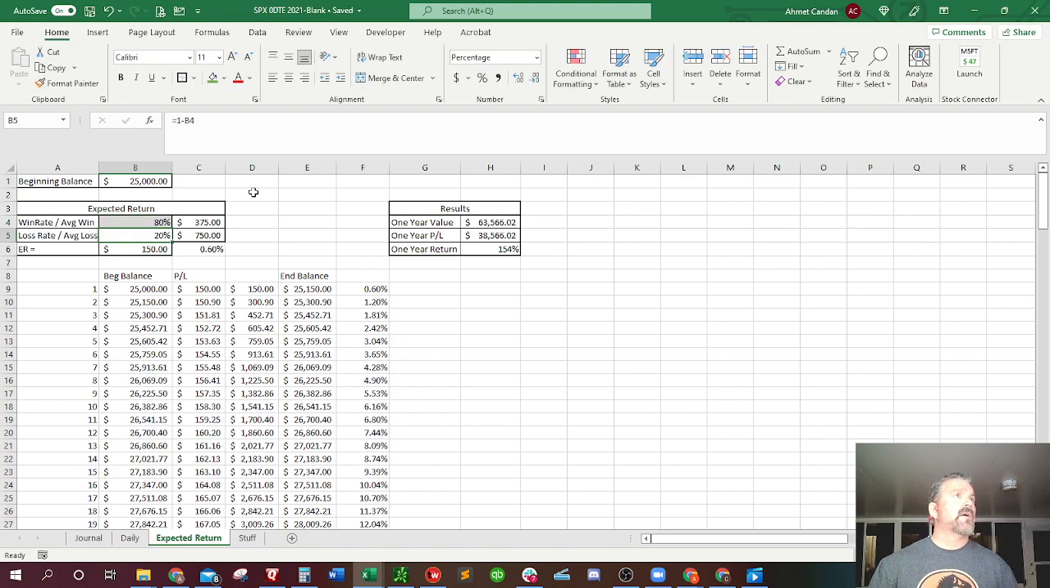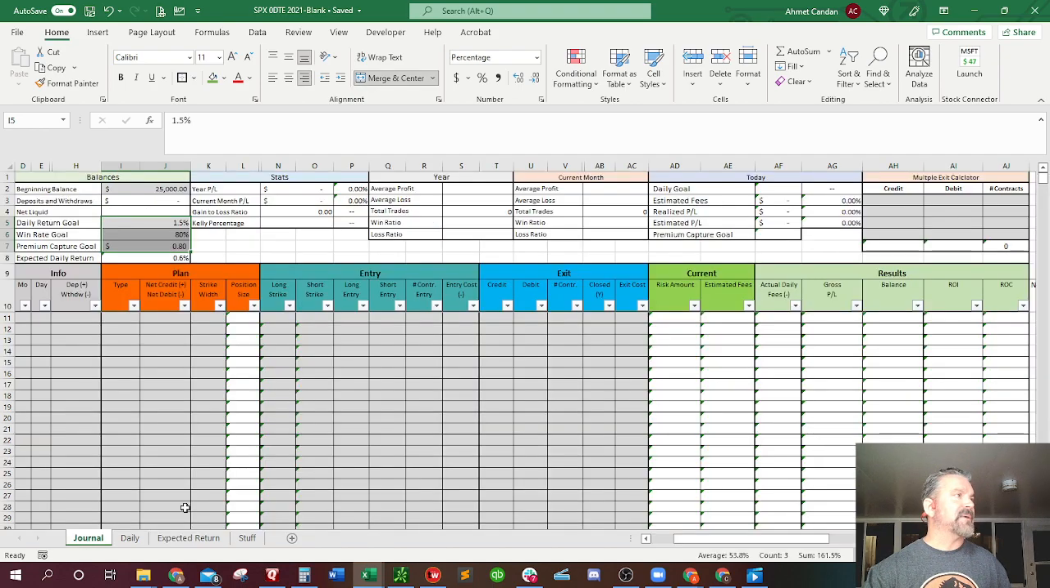So, anyways, that's pretty much it for this tab. I can't really think of anything else that we use this tab for. This is for geeking out stuff. I like to geek out on math. So, anyways, let's get back to the journal.